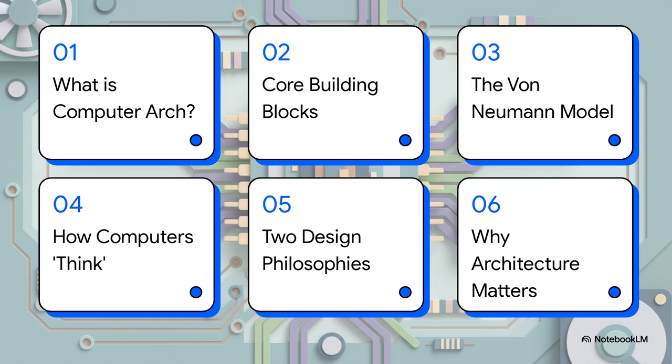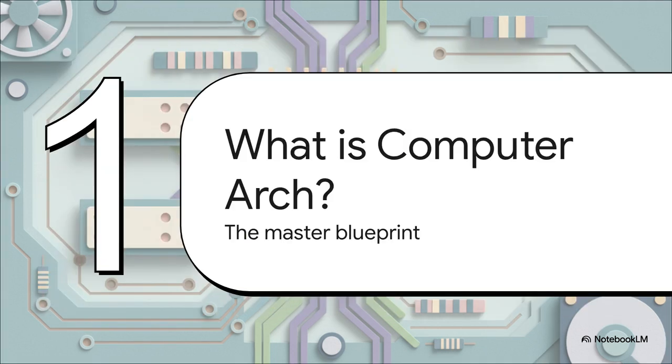First, we'll figure out what architecture even means in this context. Then we'll look at the key parts of every computer, explore the most common design model, and see how computers actually think. We'll even touch on two different design philosophies and wrap it all up with why any of this really matters. Okay, so let's tackle that first big question.